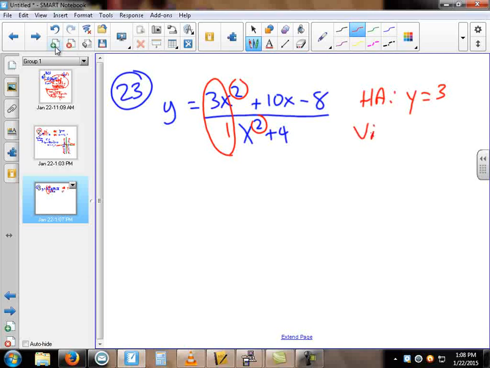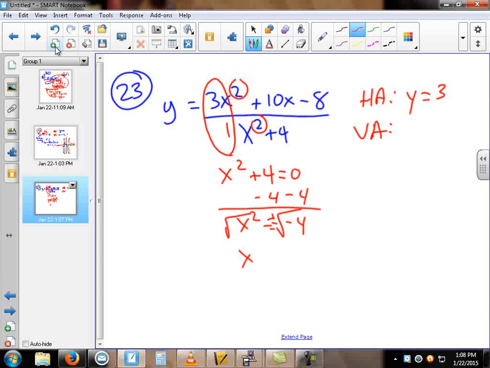Then when I come to the vertical asymptotes, remember, we want the denominator to be 0. So I subtract the 4, x squared equals negative 4. Taking the square root, I put a plus or minus. x equals plus or minus the square root of 4 is 2, but because it's negative, it has an i. Well, 2i is imaginary, and that's not part of my normal graph. So I'm going to say that this has no vertical asymptotes, or none.